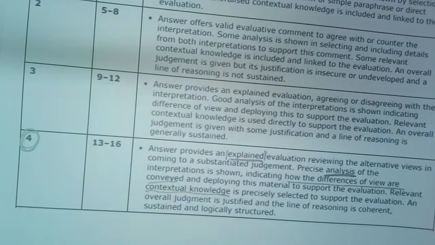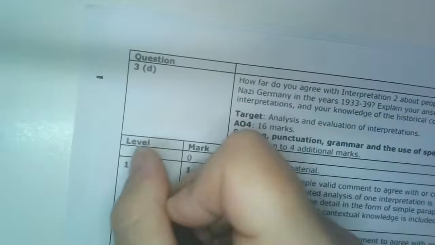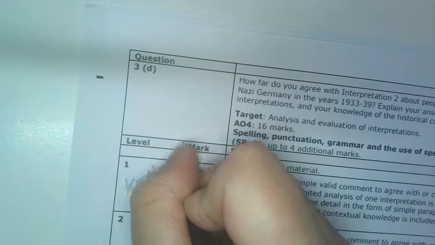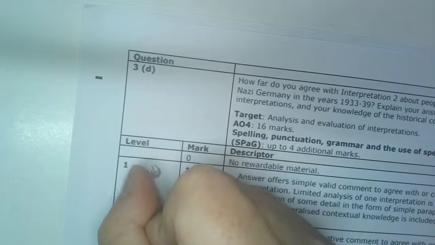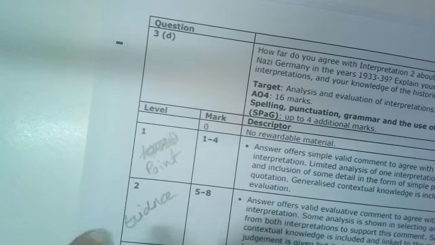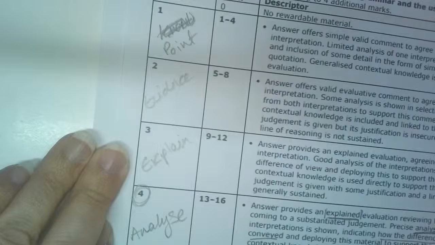Whenever we are doing a level 4 answer, we need to include analysis, because level 1 is knowledge. I can't spell today, can I? Let's do this. So that's your point, that's your evidence, and that's your explain. That's how your levels work. Hopefully that makes sense. But this time we need to include some language.